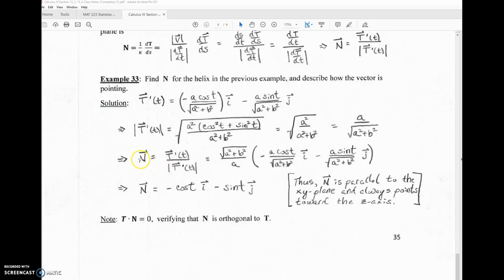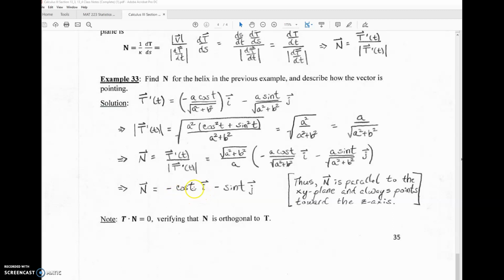So the unit normal is T prime divided by its magnitude. Dividing by a fraction, I'll just invert that fraction and multiply. You can see that the square root of a squared plus b squared in each term cancels, and the a in each term cancels. So I get minus cosine of t in the i direction, minus sine of t in the j direction. That's easily verified to be a unit vector. The magnitude would be the square root of cosine squared plus sine squared, which is the square root of 1, which is 1.